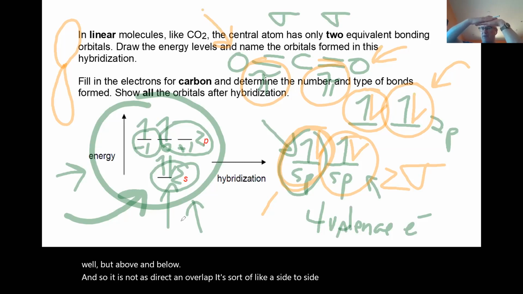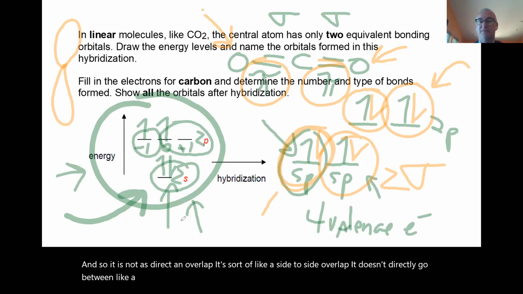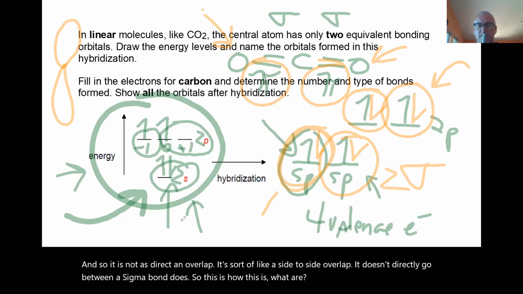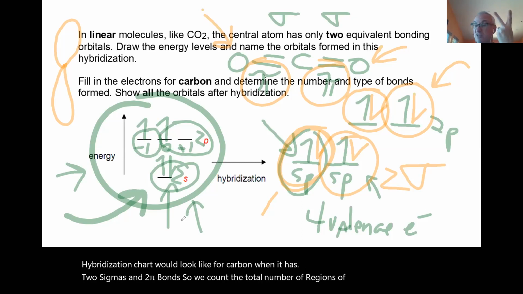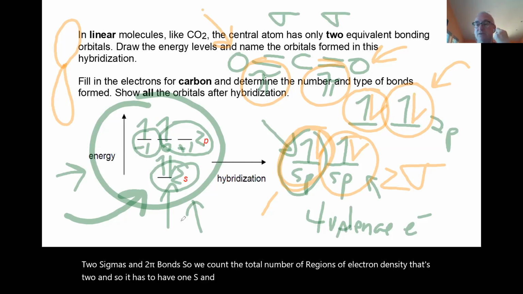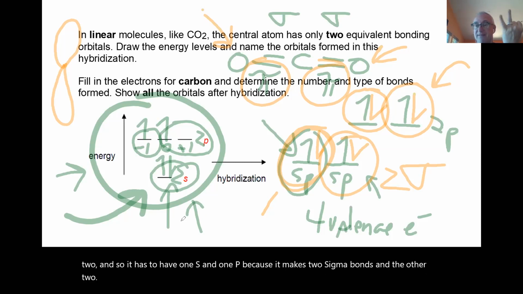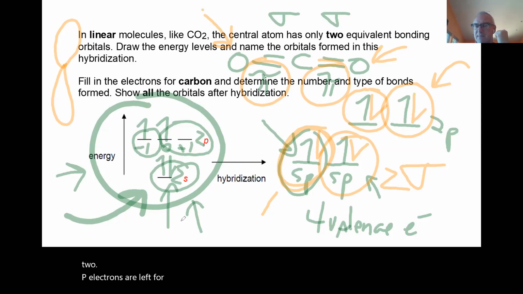It doesn't directly go between like a sigma bond does. So this is what our hybridization chart would look like for carbon when it has 2 sigmas and 2 pi bonds. So we count the total number of regions of electron density, that's 2, and so it has to have 1 s and 1 p because it makes 2 sigma bonds, and the other 2 p electrons are left for pi bonds. Does that make sense to everybody?